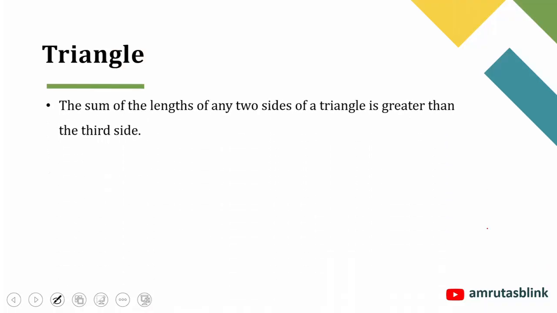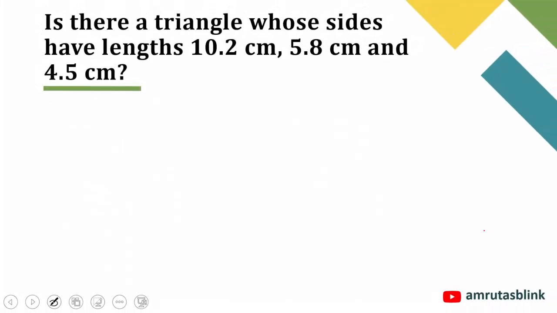Now next theorem is sum of the lengths of two sides of a triangle. Just now we have studied exterior angle property of a triangle and sum of interior angle property of a triangle. Now we will study the property which is related to the sum of lengths of the sides. The sum of lengths of any two sides of a triangle is greater than the third side. In any triangle, the sum of lengths of any two sides of the triangle is always greater than the third side. Is there a triangle whose sides have lengths 10.2 cm, 5.8 cm and 4.5 cm?